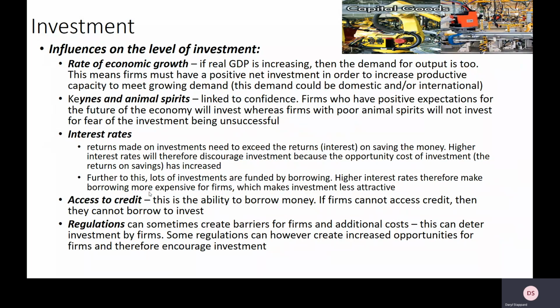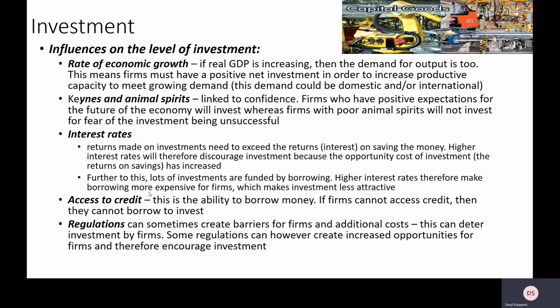Now, this ties in really well with Keynes's view on animal spirits. If firms are confident, they've got positive expectations about the future of the economy, then they will invest more to expand their productive capacity. If, of course, we look at something like COVID-19, firms at the moment have got very, very poor animal spirits, which means investment might be starting to fall for a lot of those firms.